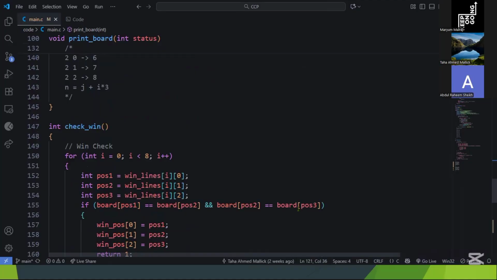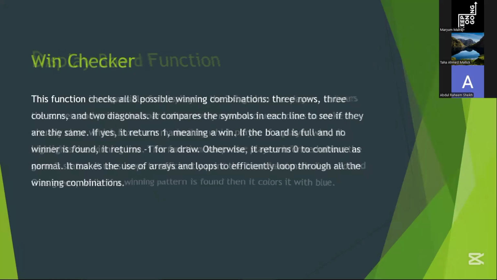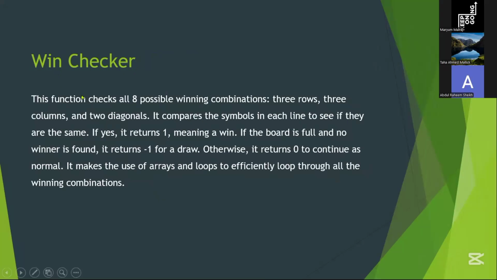Then we have another function. This is the win checker. It checks all 8 possible winning combinations, that are 3 rows, 3 columns, and 2 diagonals. It compares the symbols in each line to see if they are the same.